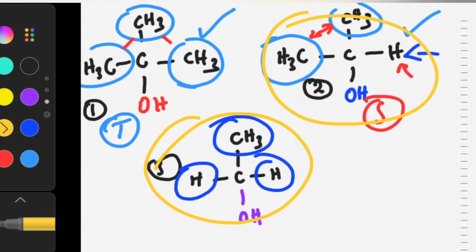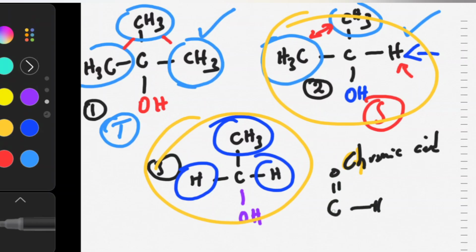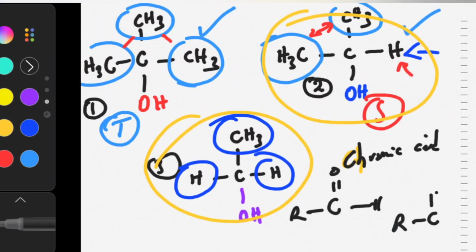Primary and secondary alcohols can react with chromic acid test or chromic acid reagent, to give you aldehydes and ketones. So the primary alcohol gets oxidized by the chromic acid reagent to give you an aldehyde. Secondary gets oxidized to ketones.